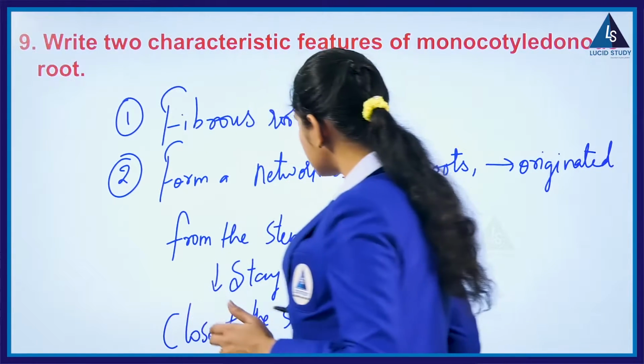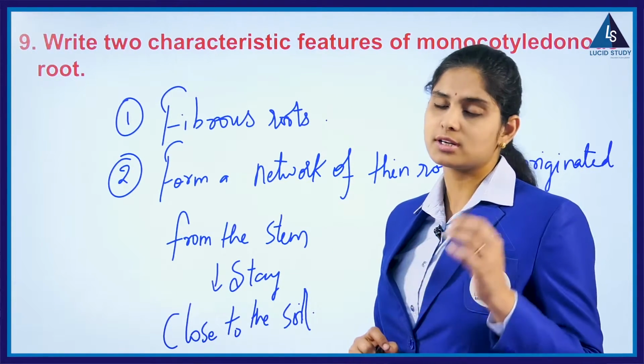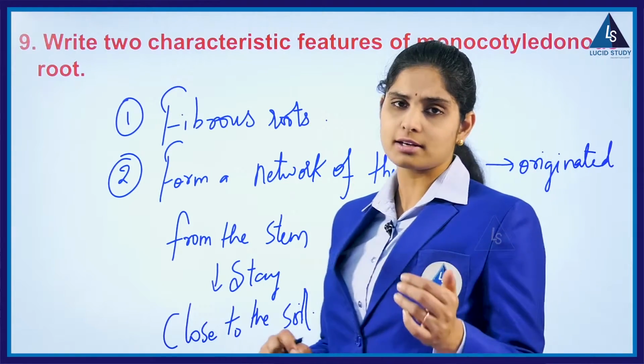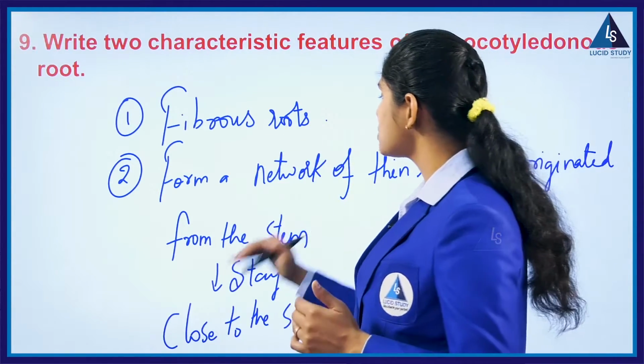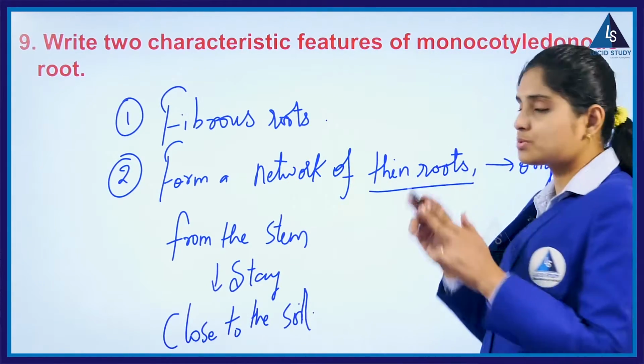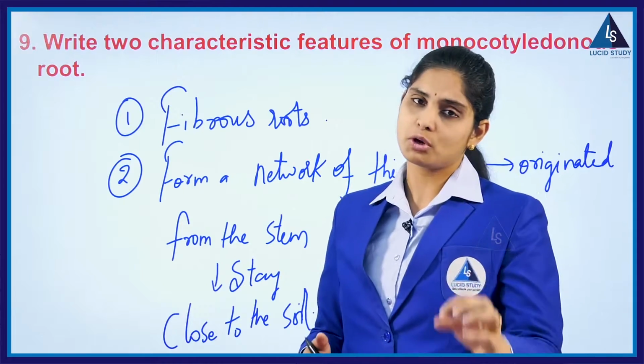So these are said to be the most important characteristic features of the monocotyledonous roots, or we say the basic characteristic features of this monocotyledonous type of roots. They are fibrous in nature and they form a network of thin roots moreover, right, from the stem, and they always locate close to the soil.